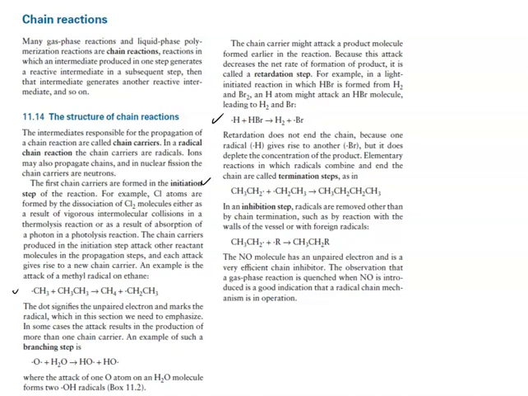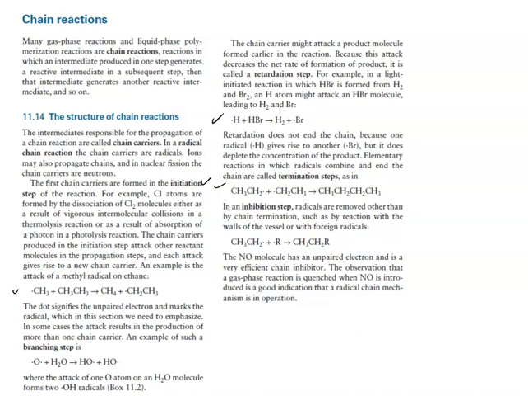The retardation does not end the chain because one radical gives rise to another, but it does deplete the concentration of the product. Elementary reactions in which radicals combine and end the chain are termination steps, where you have two radicals coming together to form a stable product that no longer participates in radical-based propagation of the reaction. In this example here, we have two ethyl radicals, and they come together forming butane because each of the unpaired electrons can join together, forming a bonding pair of electrons.